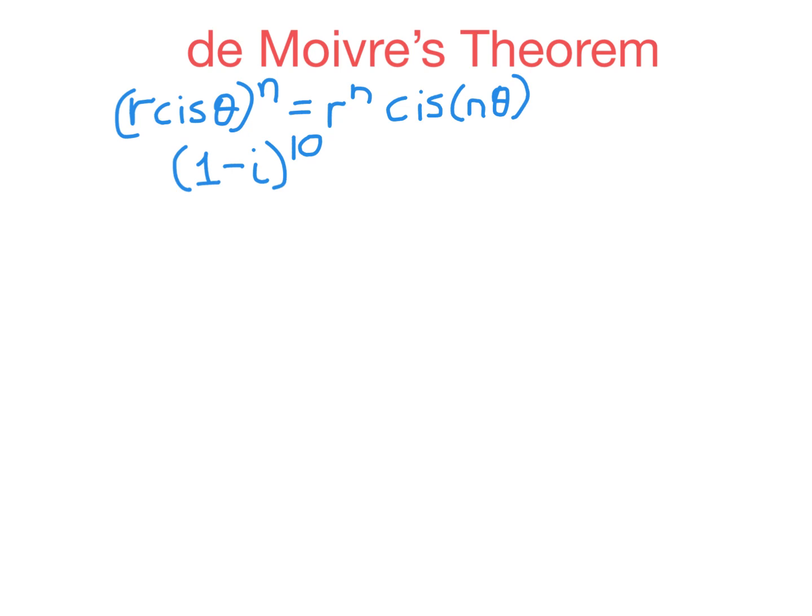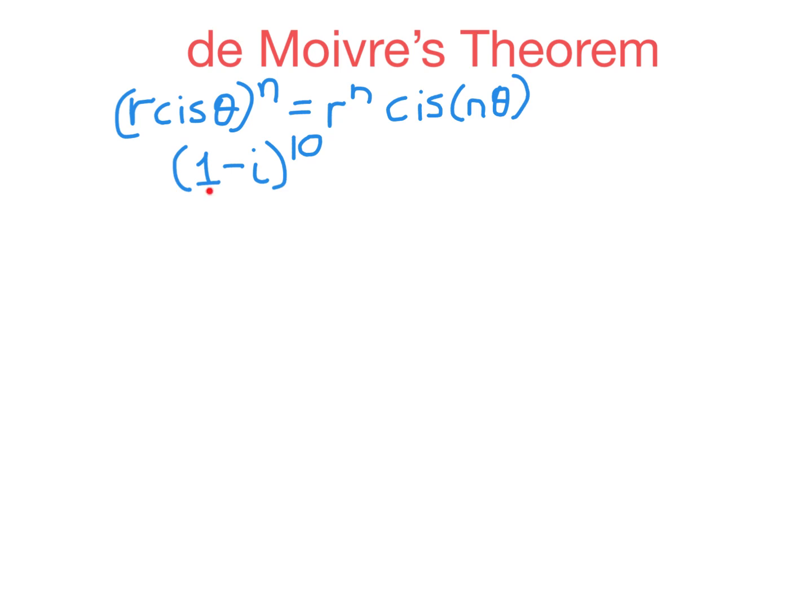So it relates to complex numbers. When they're of the form r cis theta, remember that's r (cos θ + i sin θ), to the power of n, you can use this formula. As you can probably guess from that, it makes powers of complex numbers so much easier.